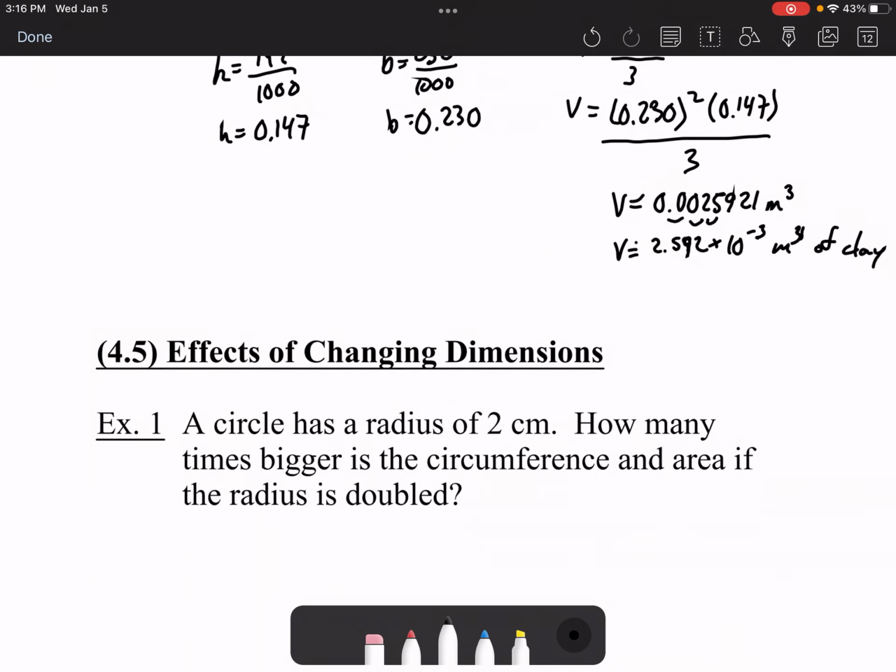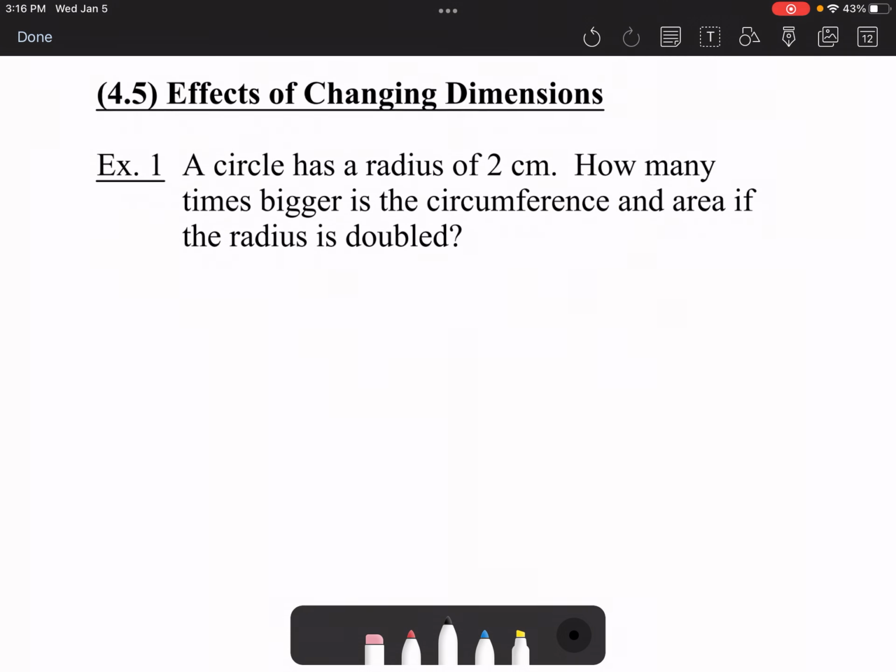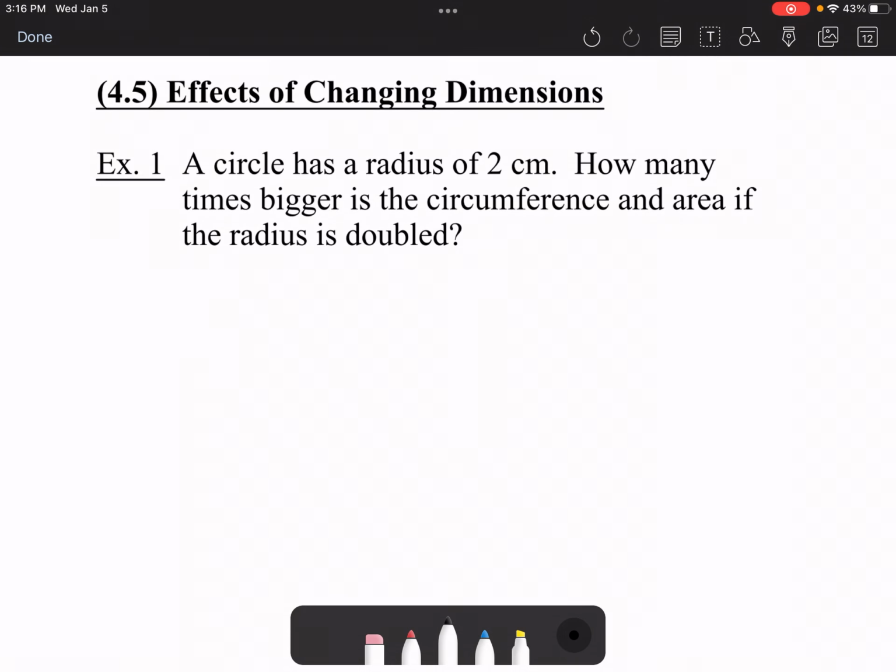Okay, so what we're going to do today is we're going to see how changing certain dimensions affects the size or the height or the volume or the surface area or the circumference or perimeter of various different shapes. So we're going to start out with a circle that has a radius of 2 centimeters. We're going to see how the circumference changes and the area changes. So first of all, circumference is given by the formula 2 pi r, and area for a circle is given by the formula pi r squared.